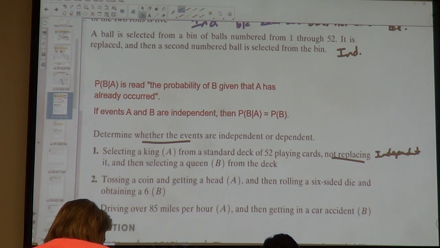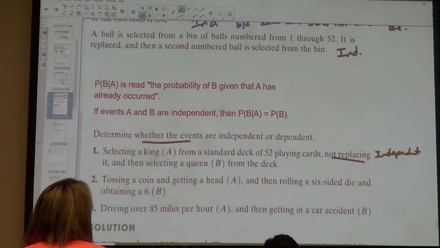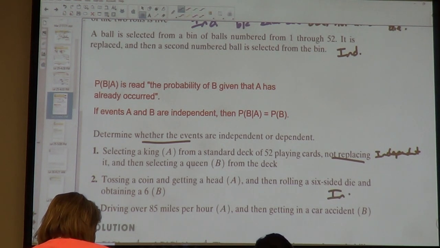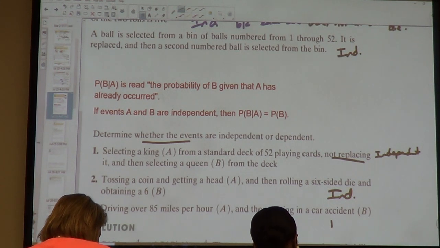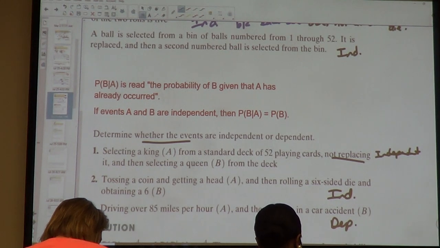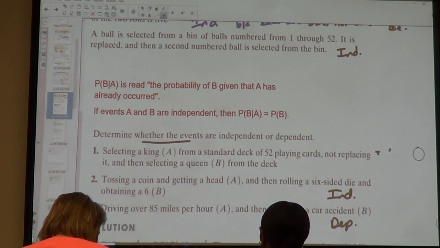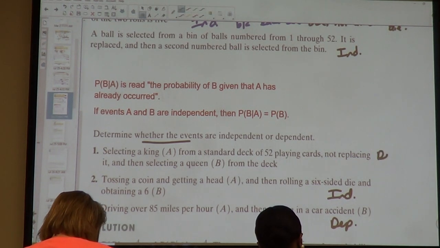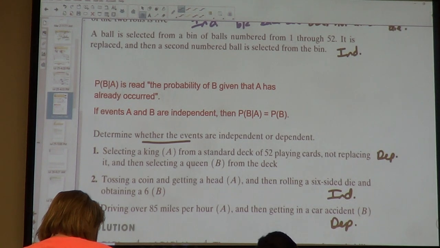Tossing a coin and getting a head, then rolling a six-sided die and obtaining a six. Independent. Independent. Driving 85 miles an hour and then getting in a car accident. Dependent. Dependent. You chose to be. Yeah. Oh, hold on. Not replacing it. That one's dependent. Not replacing it. I read in my brain, replacing it.